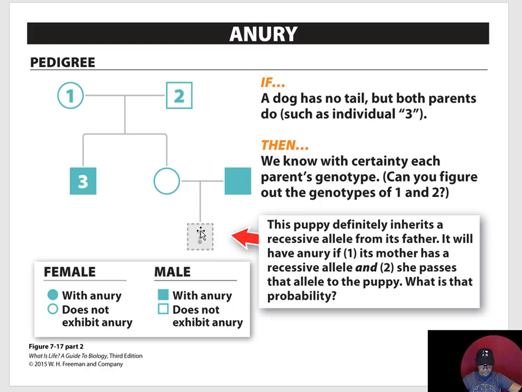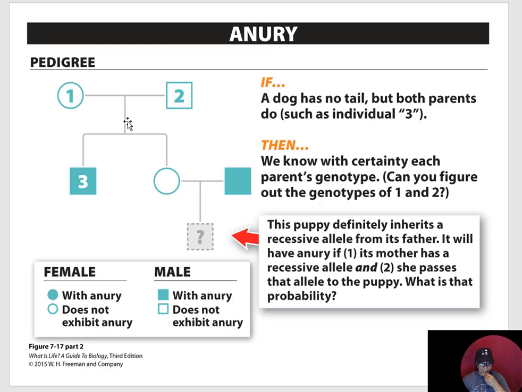Okay, so here again, we're going to read our pedigree chart. Remember, females are circles, and if it's filled in, that means that they do not have a tail, they have anery. If it's empty, it means that they have a tail. They're not exhibiting anery. Okay, filled, no tail. Empty, tail. Male is a square. Filled, no tail. Empty, has a tail. And so now we can begin to read the chart.